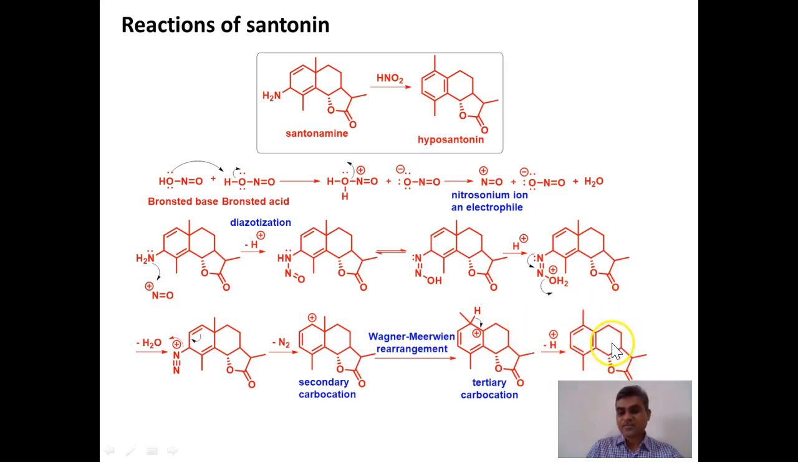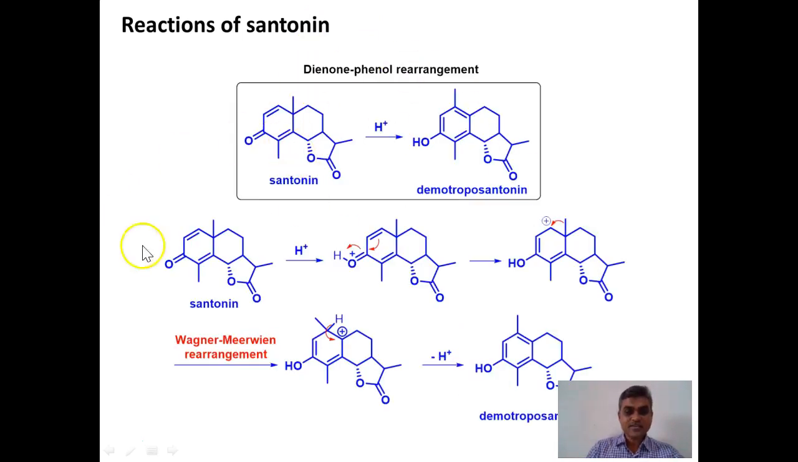So in this way hyposantonin is formed, and hyposantonin formation is possible only when we assume this methyl group is at the angular position. Another interesting rearrangement that Santonin shows is the dienone-phenol rearrangement. Here a dienone is converted to a phenolic compound. Again this methyl group from the angular position is migrating to these positions, leading to a 1,4-dimethyl type of compound.